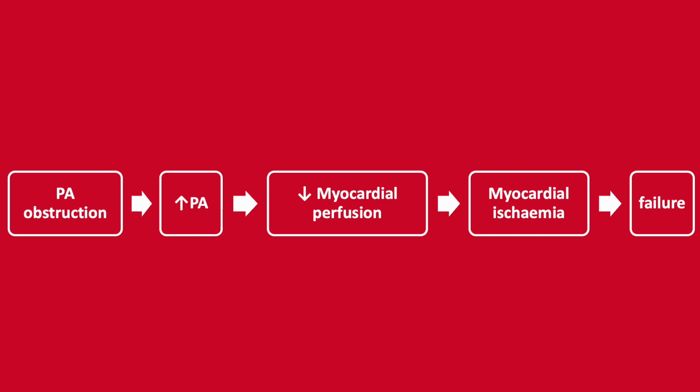The right ventricle is relatively thin and therefore compression of the right ventricle leads to reduced myocardial perfusion and therefore ischemia. This can result in arrhythmias leading to cardiovascular instability and also, in the more severe instances, lead to cardiovascular collapse.